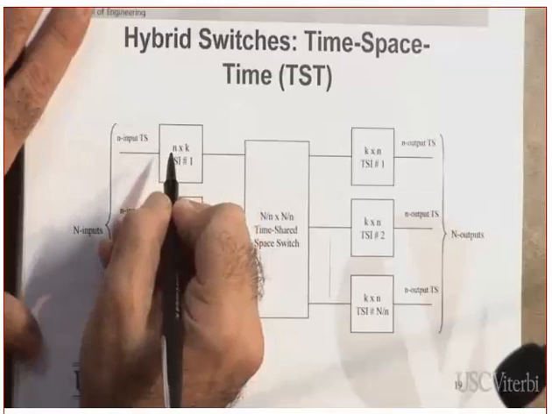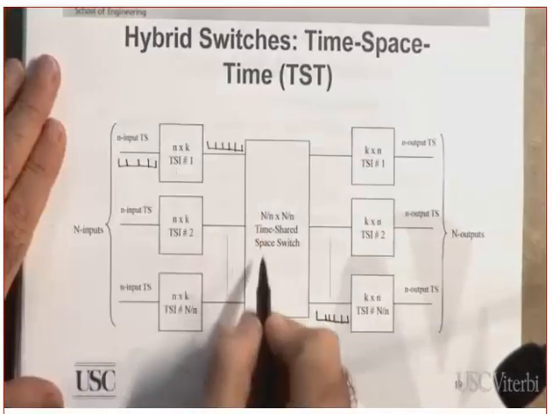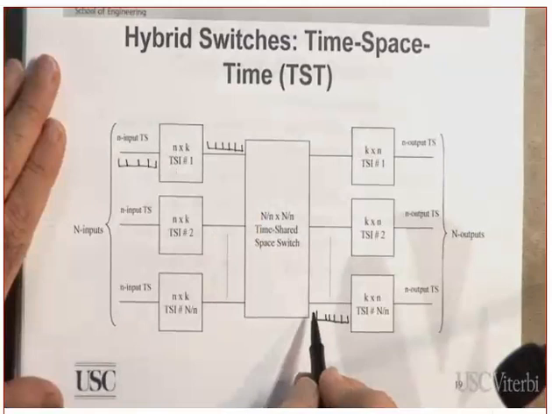During the first time slot, this switch needs to be configured such that it switches the first time slot of inputs to the first time slot in every one of the outputs. One more time. This switch switches in space. Every one of these first time slots needs to be connected to the first time slot at the output of the space switch.